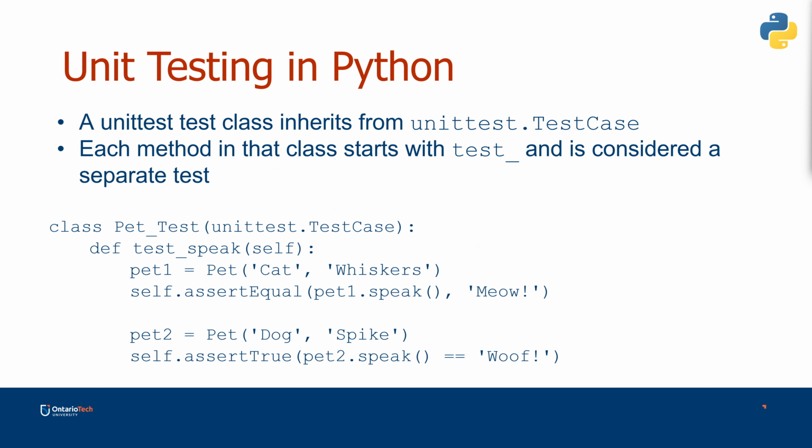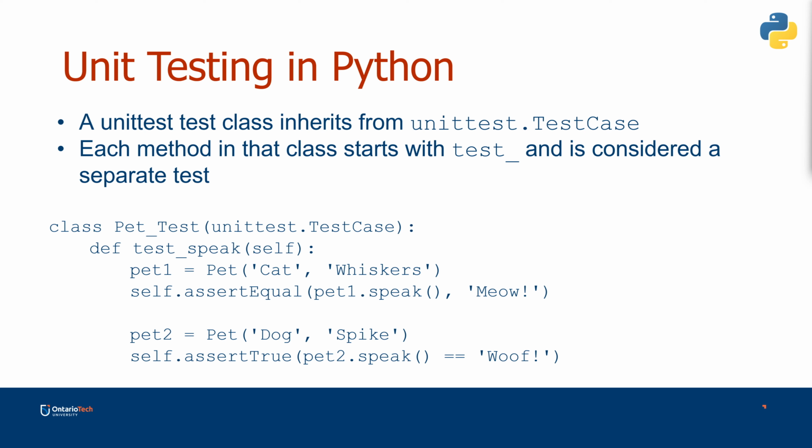Okay, so we're going to use the unit test one. So basically what we're going to do is create a class. All unit testing in the unit test library uses classes. So I'm going to call this pet test, and it inherits from the test case class that's in the unit test library. So you can see I've inherited it there.